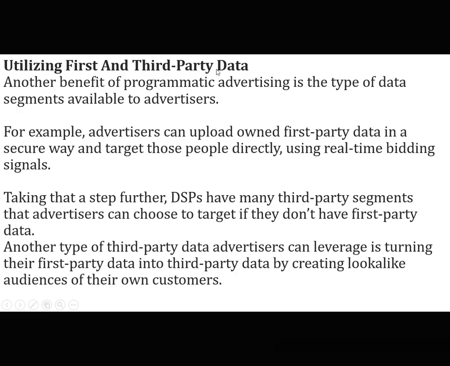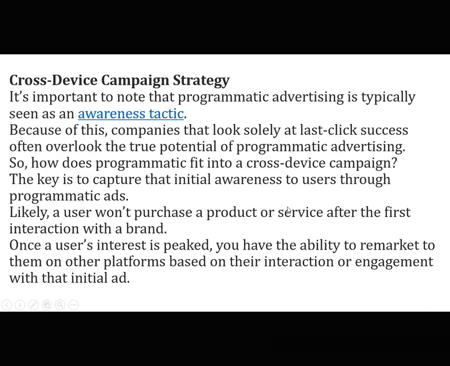Utilizing first and third party data. Another benefit of programmatic advertising is the type of data segments available to advertisers. For example, advertisers can upload owned first party data in a secure way and target those people directly using real time bidding signals. Taking that step further, DSPs have many third party segments that advertisers can choose to target if they don't have first party data. Another type of third party data advertisers can leverage is turning their first party data into third party data by creating lookalike audiences of their own customers.